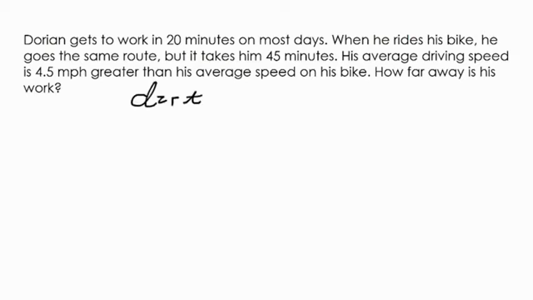And now we don't have two different people like John and Maria. We just have Dorian driving and Dorian biking. So we have when Dorian drives and when Dorian bikes. And so I'm just going to set up my same little table and say the distance is equal to the rate times the time.